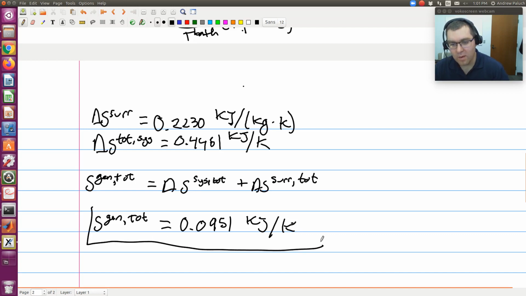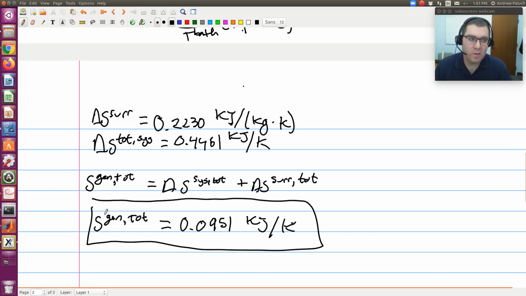So you find that S gen is greater than 0, as we'd expect. S gen has to be greater than or equal to 0. S gen is equal to 0 for a reversible process, and S gen is greater than or equal to 0 for all other cases. So S gen is greater than 0 for an irreversible process. And so here we have S gen greater than 0. Okay, cool. Hope that helps.